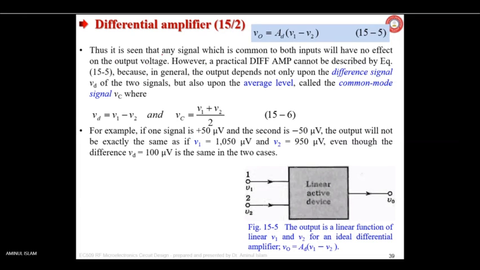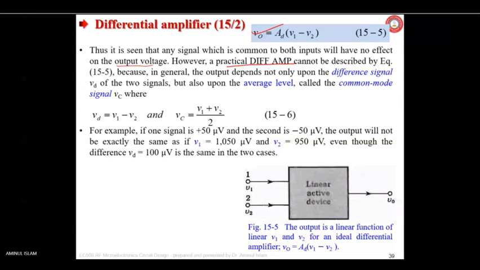Yes, it is seen that any signal which is common to both inputs will have no effect on the output. In the equation, we have not put anything which is going to affect it. I mean, a common mode signal does not affect it. So it is a kind of ideal case. However, in practice, a DIFFAMP cannot be described by this equation.